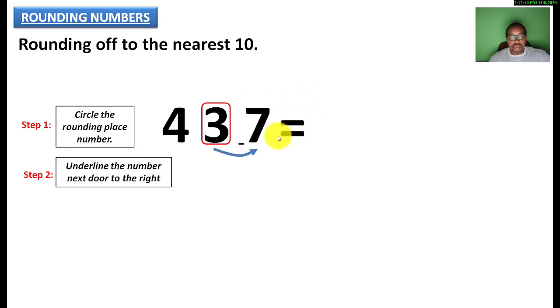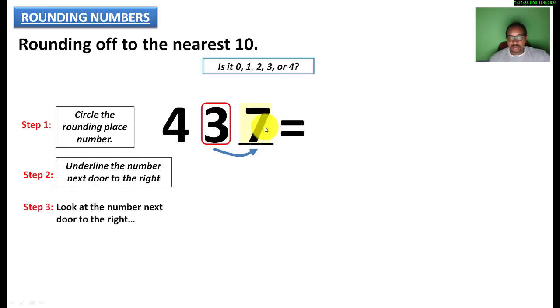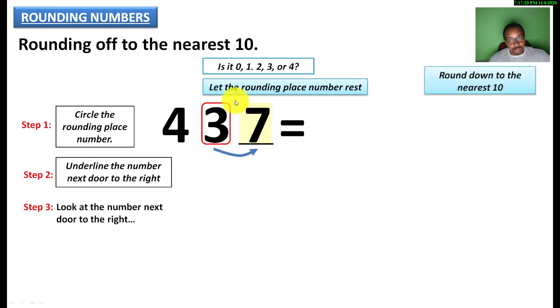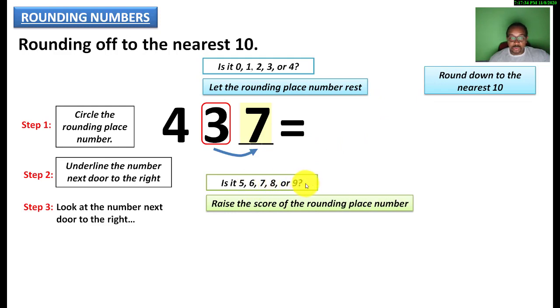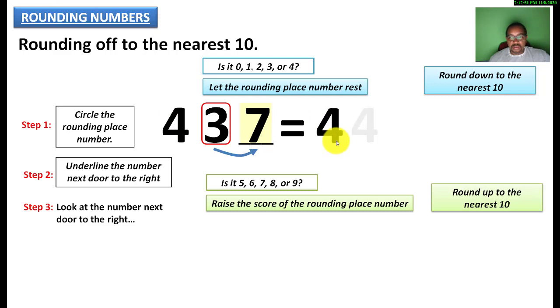Ask the question. Is it a 0, 1, 2, 3, or 4? No, it's not. So we can't let it rest and we're not rounding down. We have to see if it's a 5, 6, 7, 8, or 9. Yes, it is. So we're going to raise the score of the rounding place number, which is the 3. We're changing the rounding place number. You remember this? This has nothing to do with the rounding off, so that goes back right as it is. Then this 3 changes to a 4. We raise the score of the rounding place number.